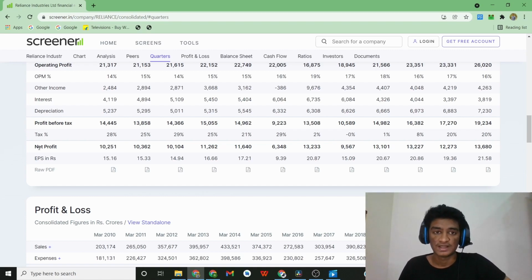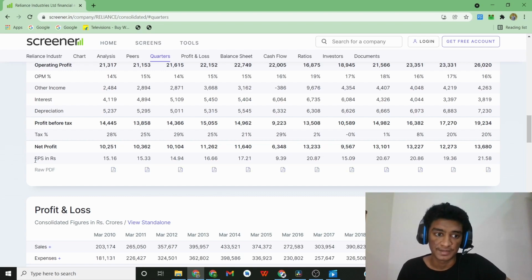Now your net profit is a very important factor. Why? Because this is what the company actually makes when you have considered all the expenses, your interest, depreciation, and your tax percentage. What the company finally makes is your net profit. So this is a very important factor that you should consider.